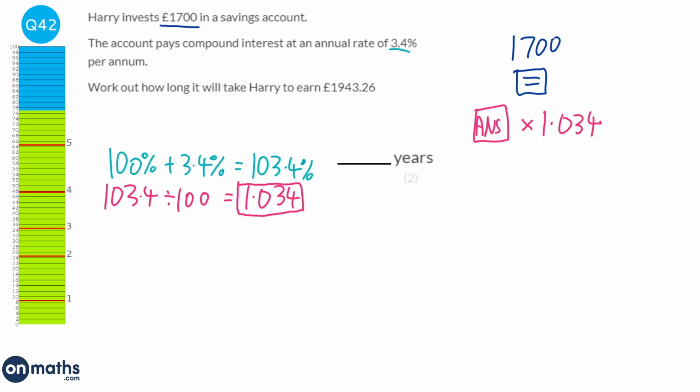So we've got to keep pressing equals and count how many times we press equals to get to £1,943.26. And you'll find that on the fourth press of the equals button, you will get £1,943.26.